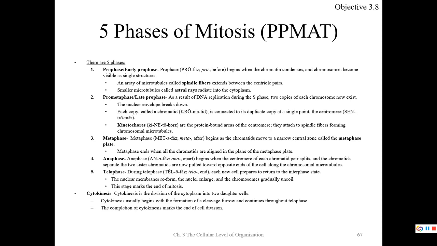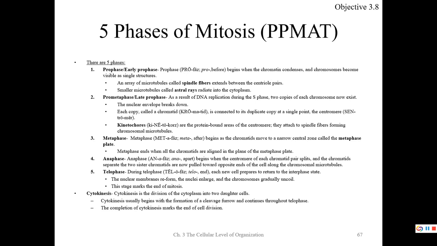Metaphase, you move them to the middle. They move to a narrow central zone called the metaphase plate. Meet in the middle. Once they're aligned at the metaphase plate, we end metaphase. Anaphase, you're going to separate the sister chromatids. The chromatids split and are pulled towards the opposite poles. Then in telophase, they are going to be put into opposite cells. The nucleus reforms. Chromosomes uncoil. That's the end of mitosis.